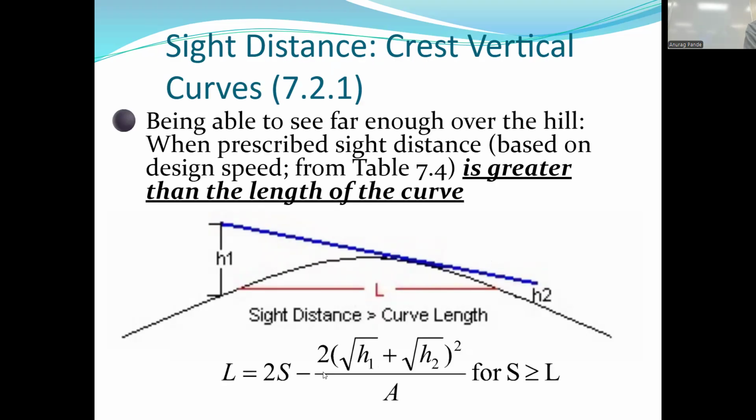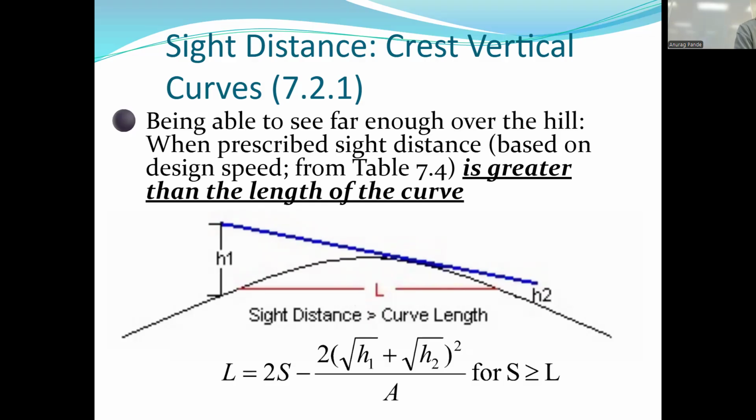So the capital S value in these formulas is the stopping sight distance from the table I just showed you. You can input that for your given design speed. In the exam problems, though, you will never need to apply these formulas, because I'm going to give you another process that produces a conservative estimate of the length of the curve that you need.